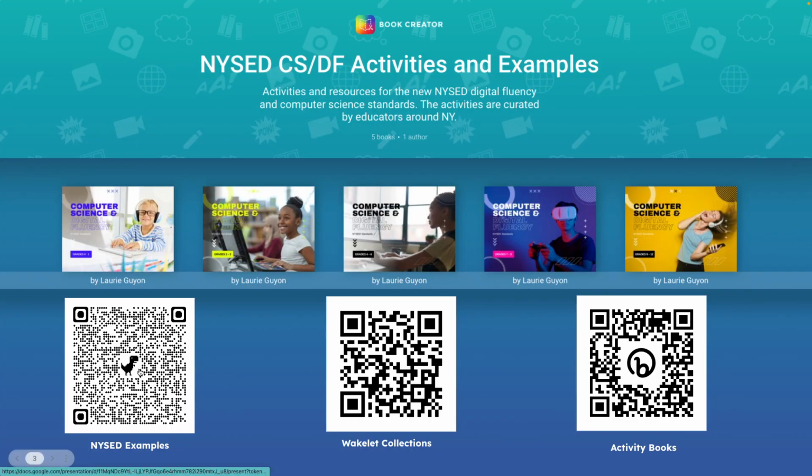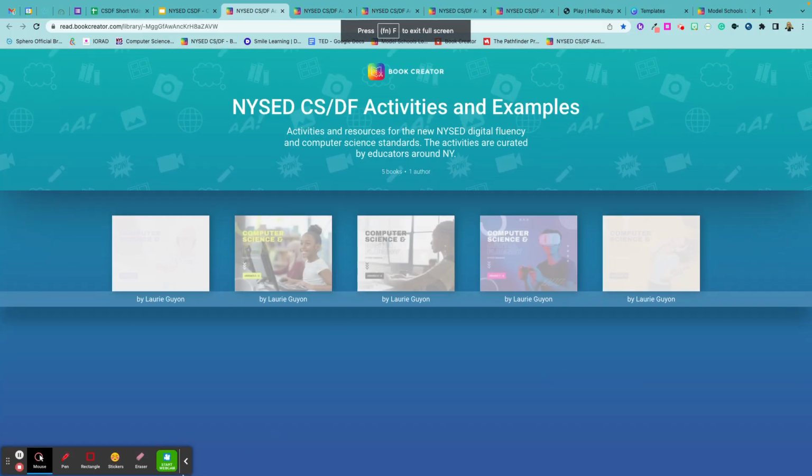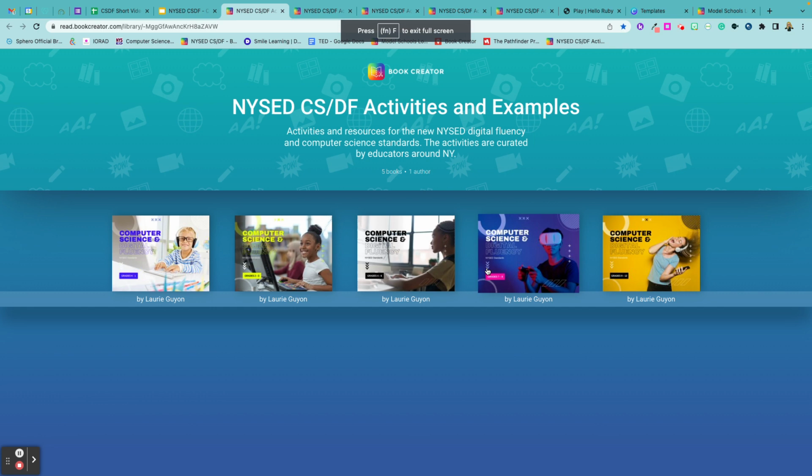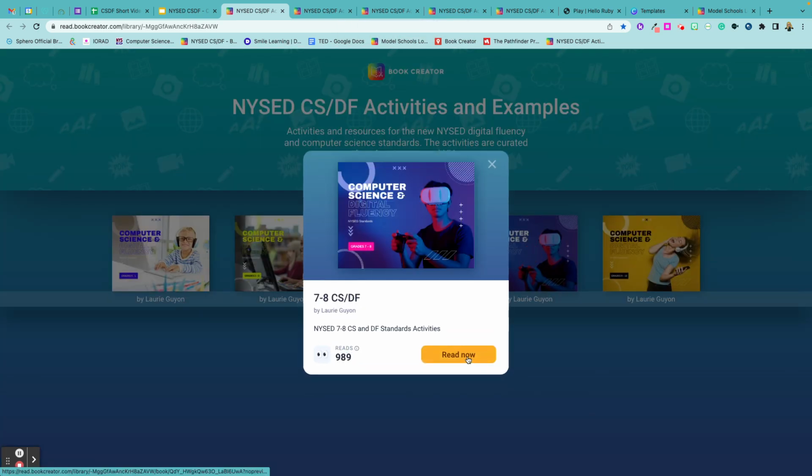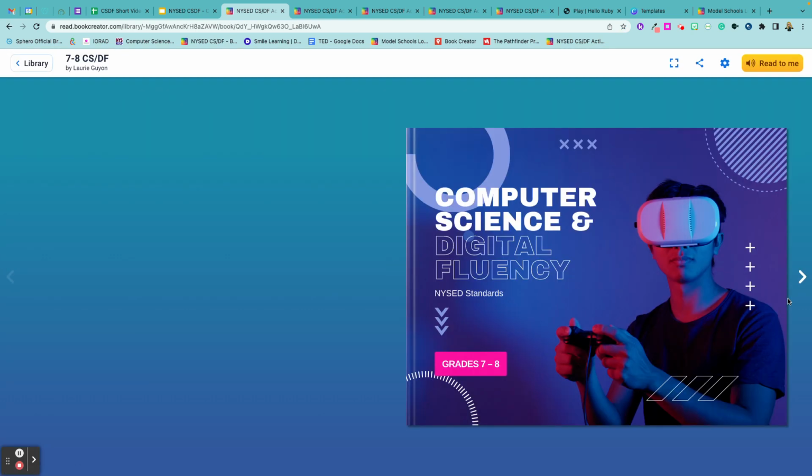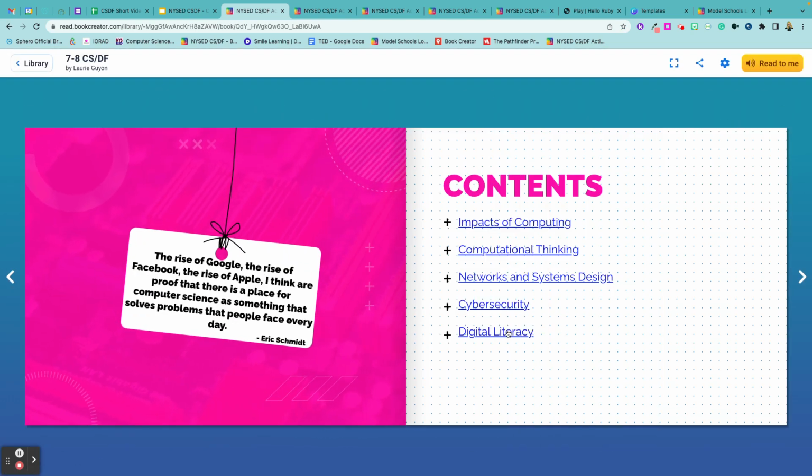On your screen on the far left, you have the New York State Education Department examples that will take you out to the PDF of the ideas that educators across the state put together for the standards. In the center, you have the Wakelet collection. And then finally, all the way on the right, you have the activity books that we're going to hop into now. You can click anywhere on the page to get to those activity books. Since we're in grade band 7-8, we're going to click the fourth book from the left. We're going to click Read Now. We're going to click the forward arrow and then click on cybersecurity.